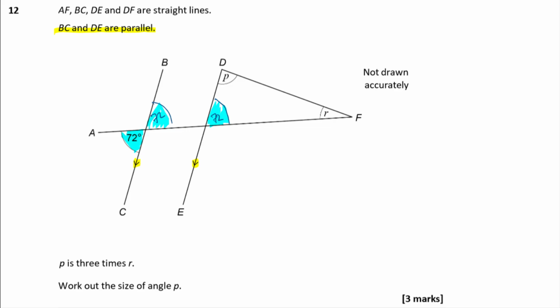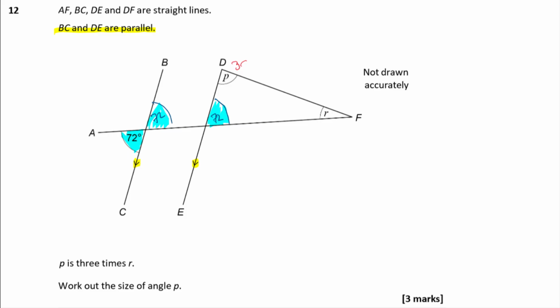Okay, now we've got an angle in the triangle containing P and R, and we know what the relationship between P and R is. We know that P is 3 times bigger than R, so we could replace P with 3R then, couldn't we? If P is 3 times bigger than R, then P is equal to 3R. So rather than using P and R, I could just use 3R and R, and then I've just got one variable there.